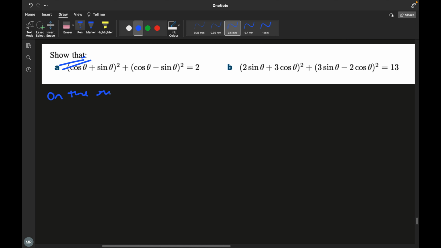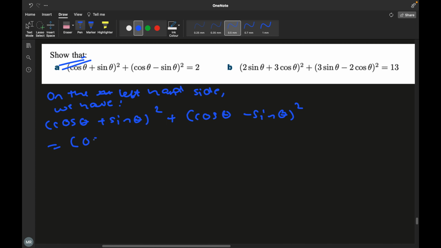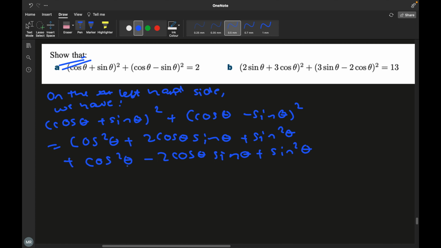On the left hand side, we have this. And now we expand this, we get cos squared theta plus 2 into cos theta sine theta plus sine squared theta. And then let's expand this. We get cos squared theta minus 2 cos theta sine theta plus sine squared theta. This and this get cancelled, and we're left with 2 cos squared theta plus 2 sine squared theta.